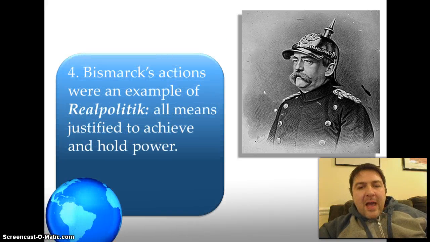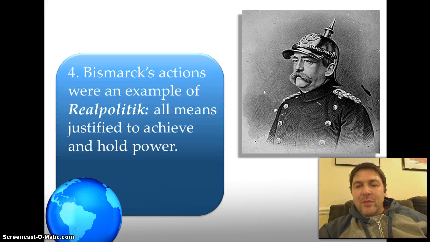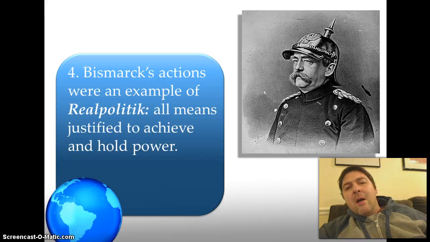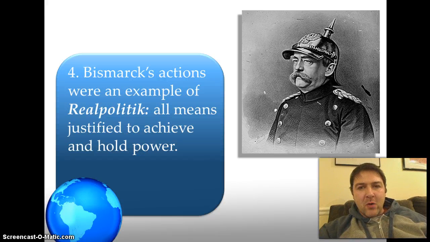Okay, these tactics are known as realpolitik. Bismarck is synonymous with this word. If you see it on a test, it can really only mean Bismarck. Bismarck, in ways you can compare to Machiavelli in your World I course that you learned about. And realpolitik is an idea that all means are justified to achieve and hold power.